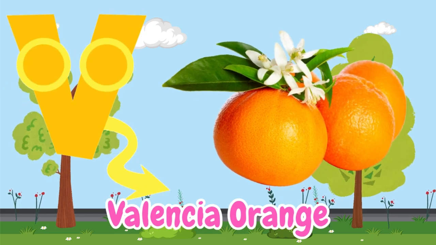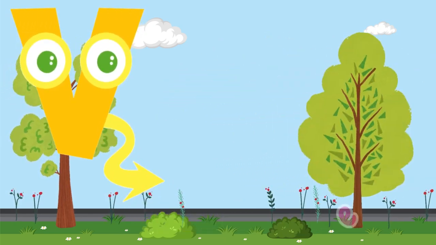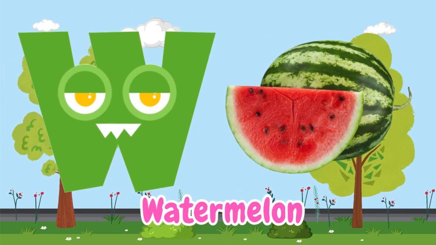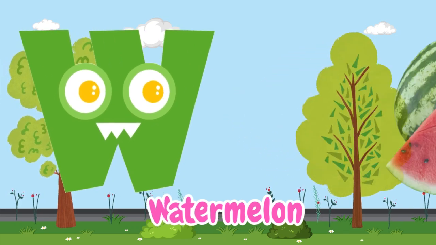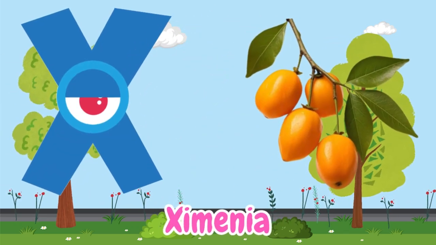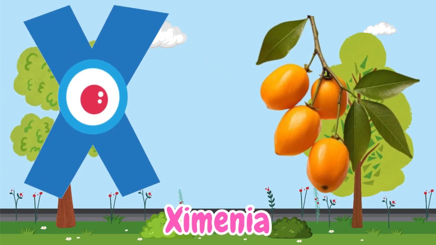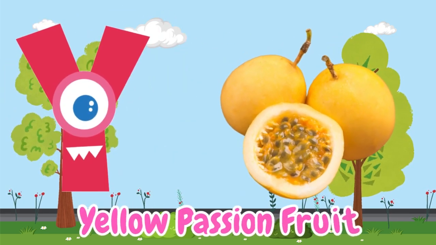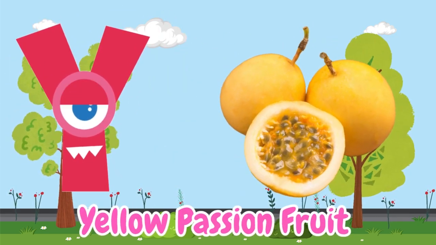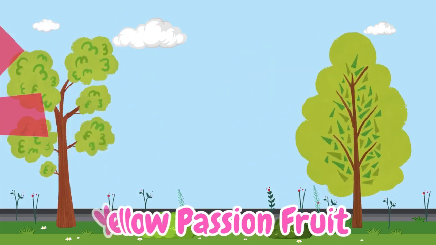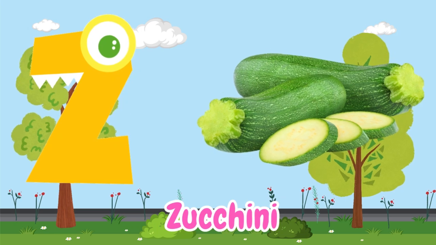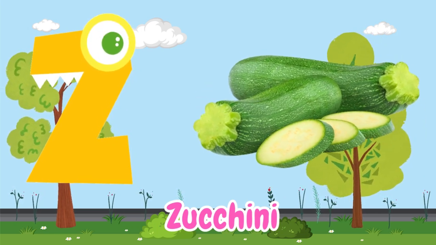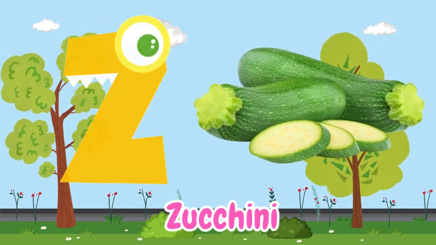V is for Valencia orange. W is for watermelon. X is for Samania. Y is for yellow passion fruit. Z is for zucchini, technically a fruit.